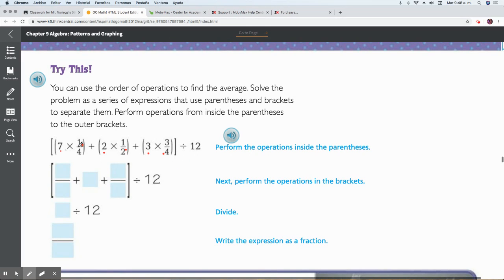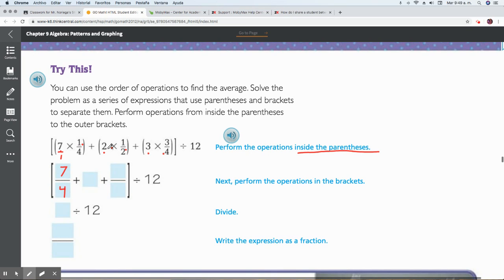Okay, so let's start with the first one. Remember that the order of operations says to perform what's inside the parentheses first. So we're going to start with 7 times 1/4. What is 7 times 1? 7, and remember that a whole number will always have 1 as its denominator. 1 times 4, 4. Plus, let's move on to 2 times 1/2.